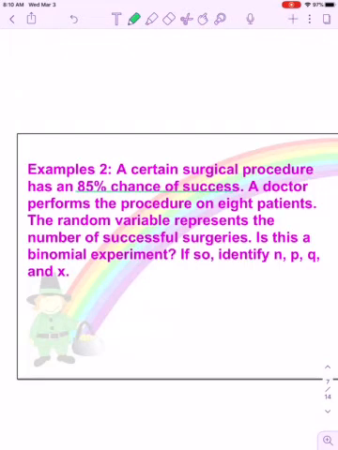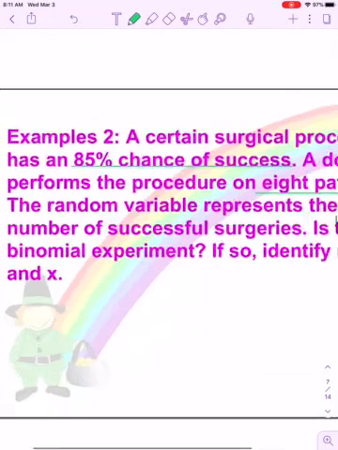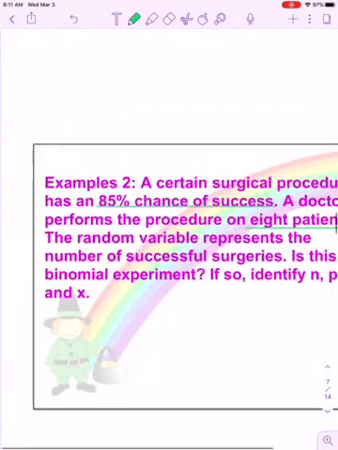All right. A surgical procedure has an 85% chance of success. So that doesn't change. It doesn't get worse the second time they go to do it. They always have an 85% chance. A doctor performs the procedure on 8 patients, so there's your set number. The random variable represents the successful surgeries.